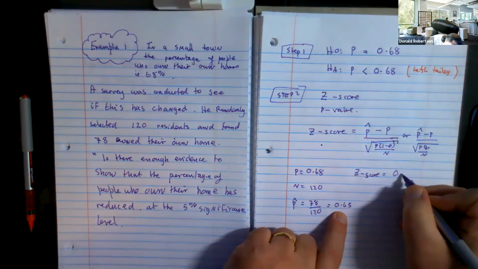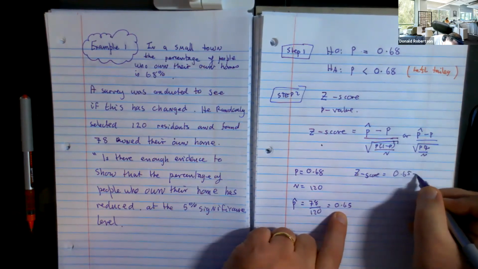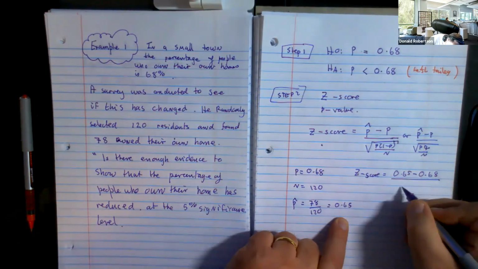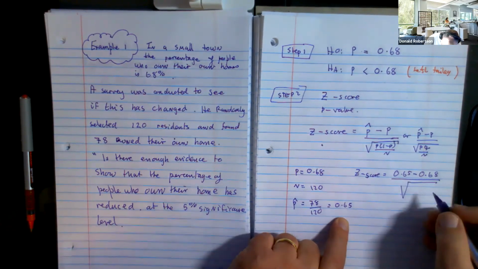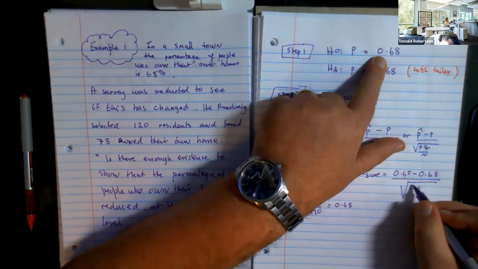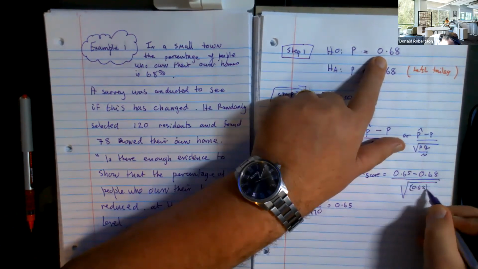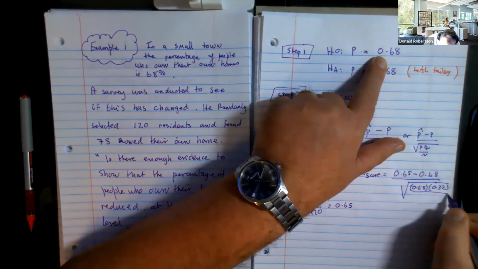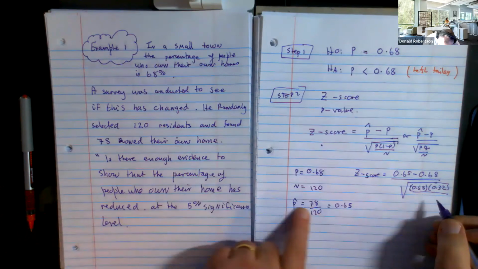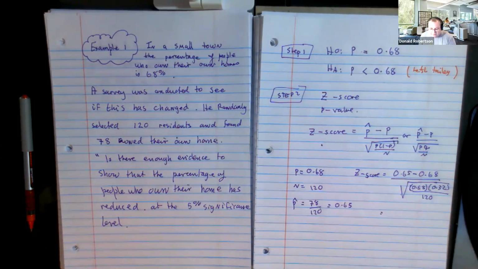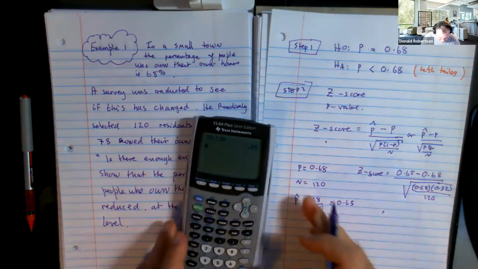Nothing 0.65, take away 0.68, divided by the square root of p, 0.68, 1 minus p 0.32, all divided by 120. So let's see if I can do that in the calculator.